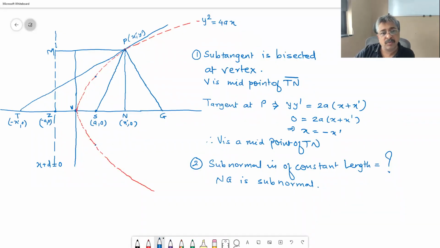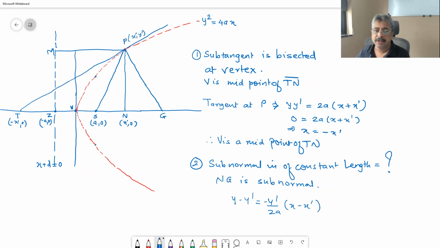Now we know the tangent, and therefore we know the slope of the tangent. What is the slope of the tangent? It is 2a upon y dash. Therefore, the slope of the normal is y dash upon 2a with a negative sign. So y minus y dash is equal to minus y dash upon 2a into (x minus x dash).